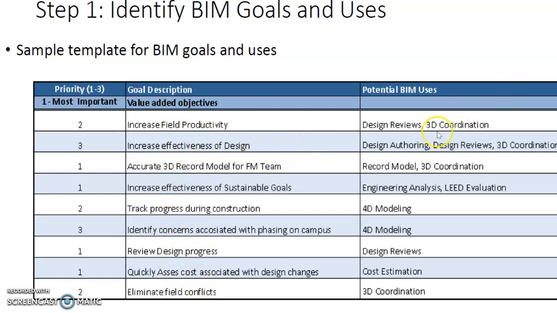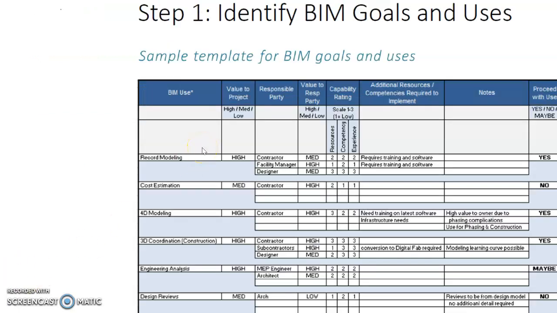At the same time, you can also see for yourself who the users are for that particular BIM model, or once the BIM goal is achieved, what the required use is. So that is a typical template. Once you have identified the list of BIM goals that you want to achieve at the different phases of the project life cycle, as well as the priority, then you can go on to provide more detailed insight into all these BIM goals.